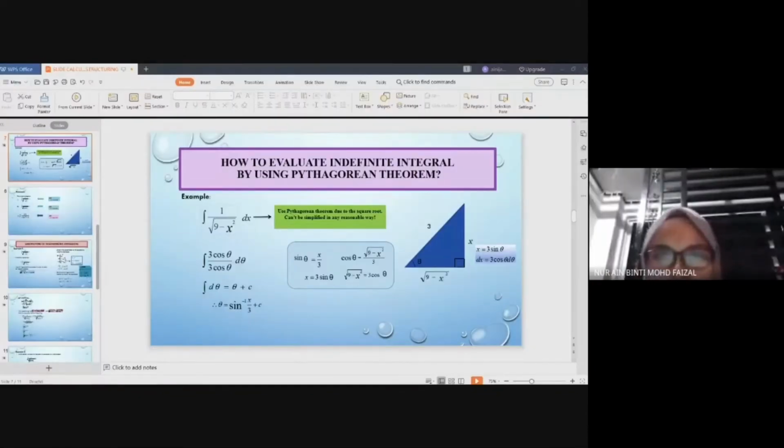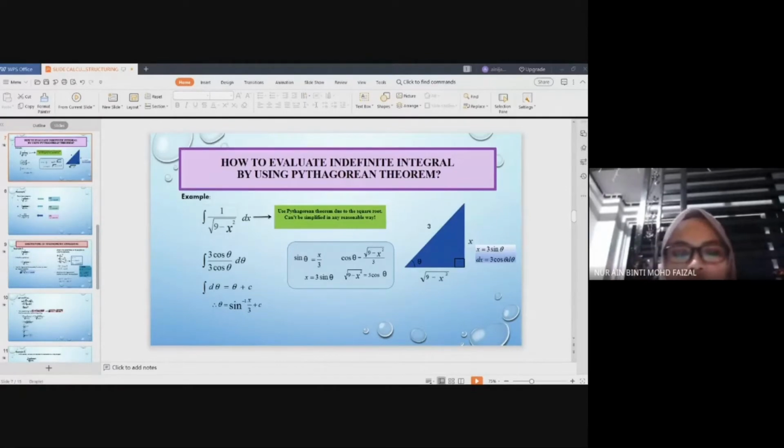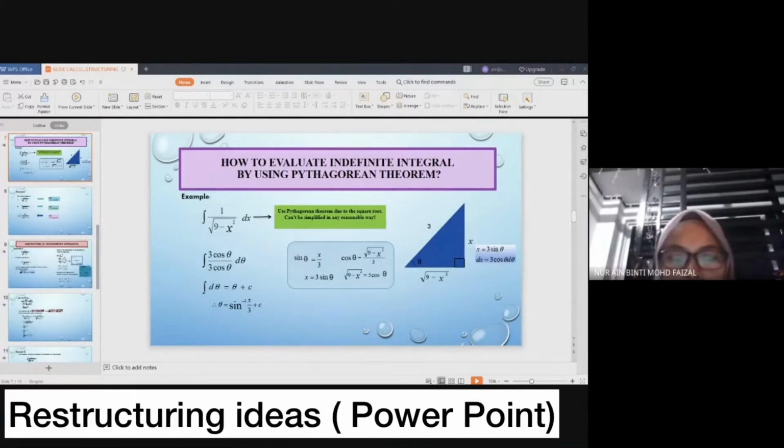Okay, my name is Noaim binti Muhammad Faizal. I will proceed with the lesson from just now. Previously you recalled what the Pythagorean theorem is, right? So now I will explain how to evaluate an indefinite integral by using the Pythagorean theorem.